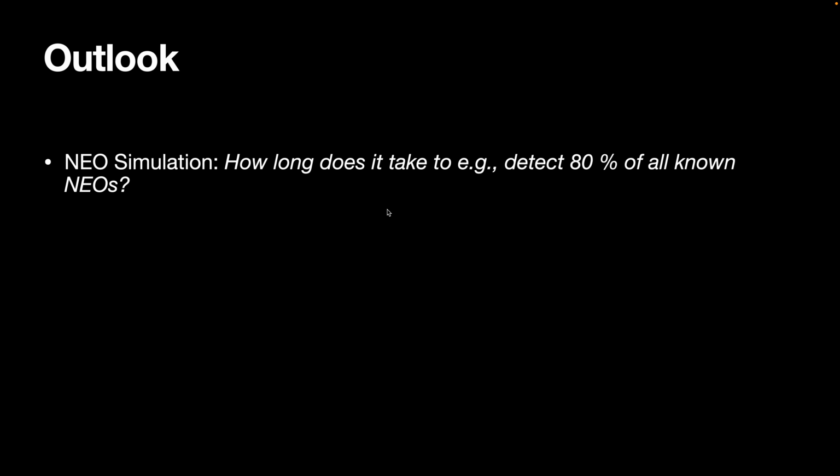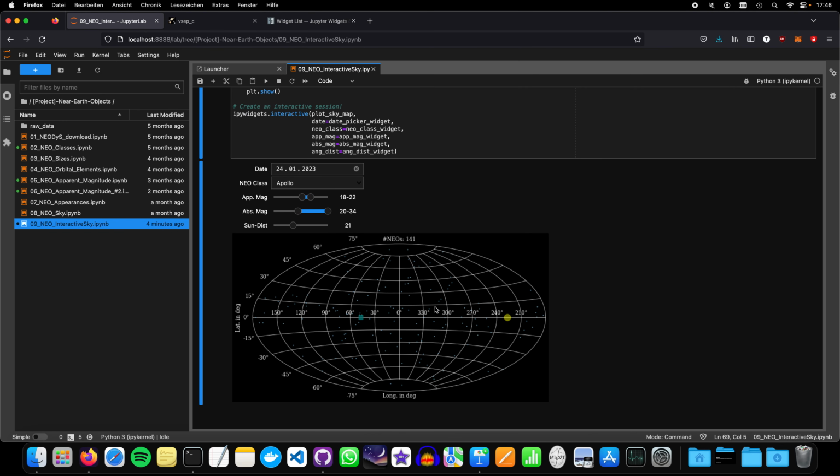So in our next videos, we will make some kind of NEO simulation. For example, asking the question, how long does it take to, e.g., detect 80% of all known NEOs? So we see this sky map here. Let's say we have an NEO here. It's visible. Of course, we can't observe the entire night sky the whole time.